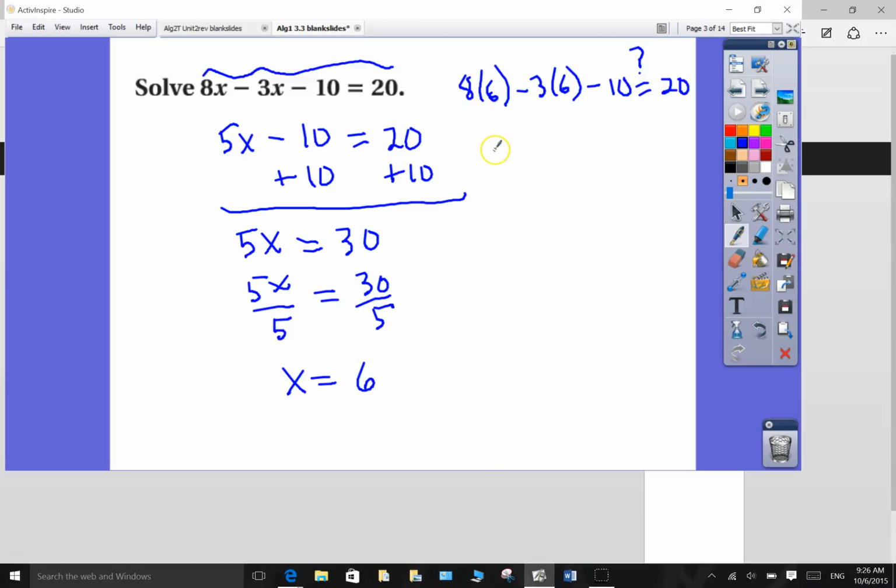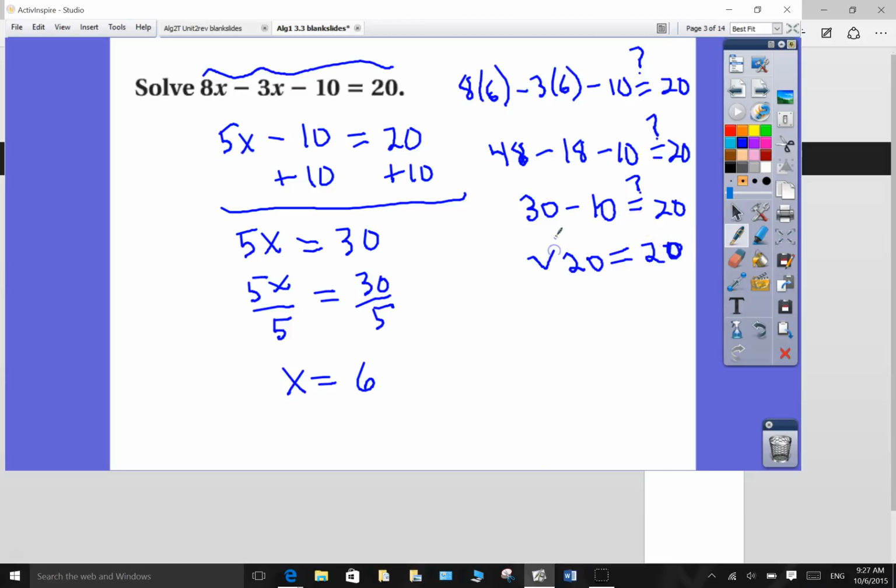All right, now I can simplify. 8 times 6 is 48. 3 times 6 is 18. And that is still question mark equal to 20. Okay, 48 minus 18 is 30. And last step, 20 equals 20. And that I do not need a question mark next to. Check. And that is actually a property of ours. That is called the reflexive property of equality, when you get to that step where a number equals itself. And we are required to know the reflexive property of equality. Right? That is reflexive property.